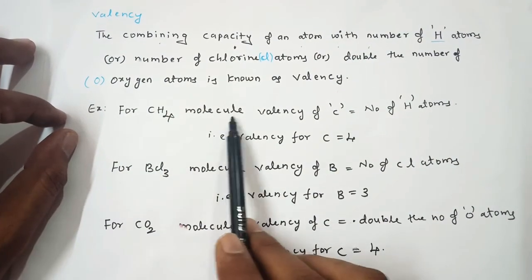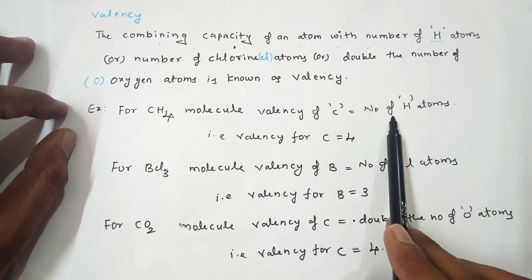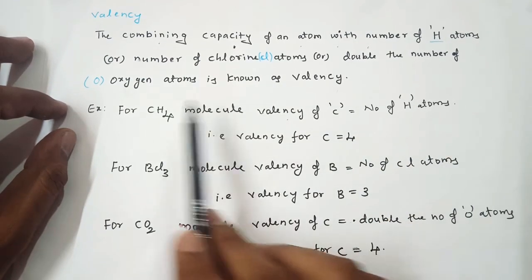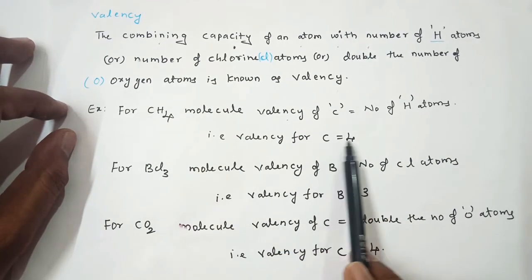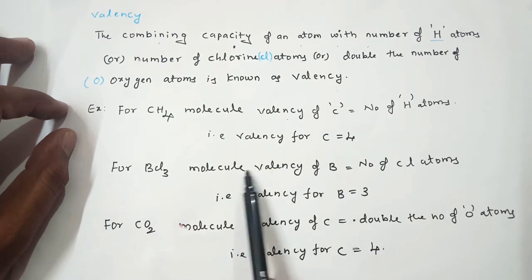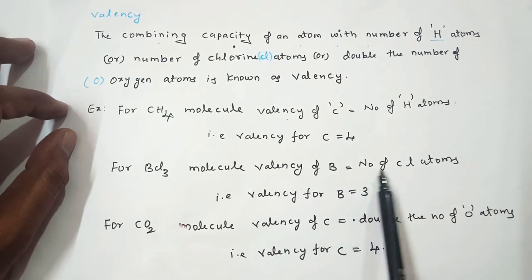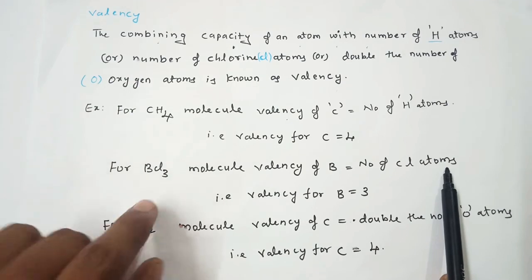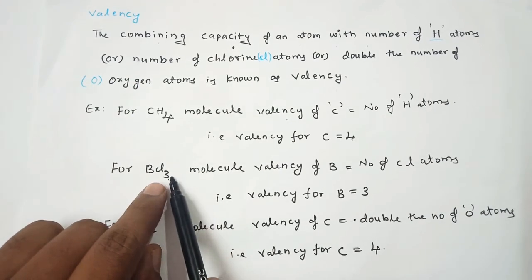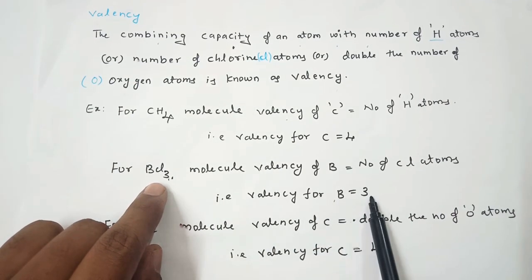For CH4 molecule, valency of carbon is equal to the number of hydrogens. Here we have 4 hydrogens, so valency of carbon is equal to 4. For BCl3 molecule, valency of boron is equal to the number of chlorine atoms. That means in this molecule, how many chlorine atoms are there? 3. So valency for boron is equal to 3.